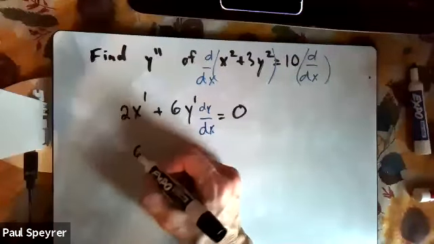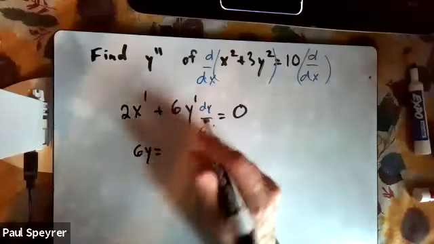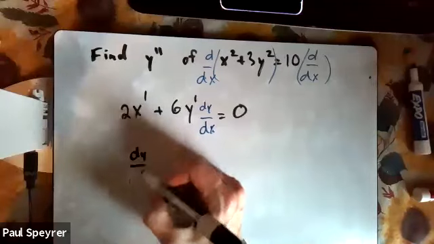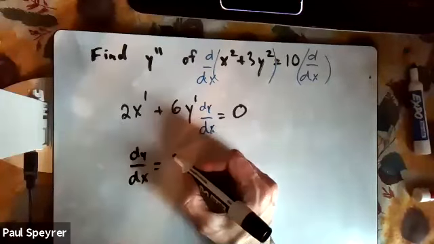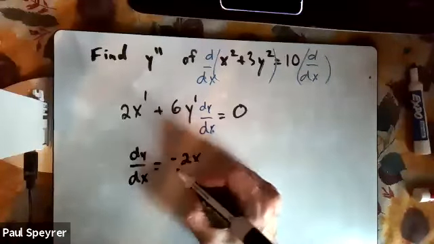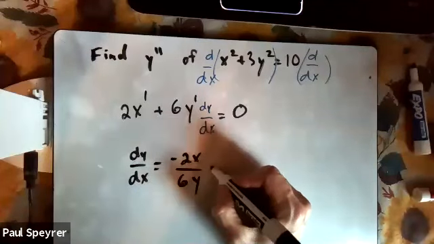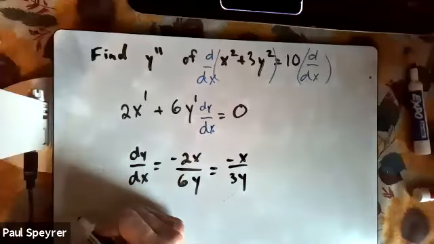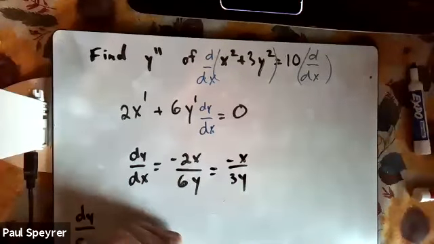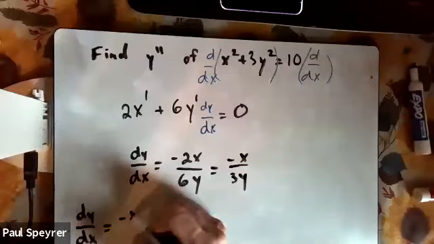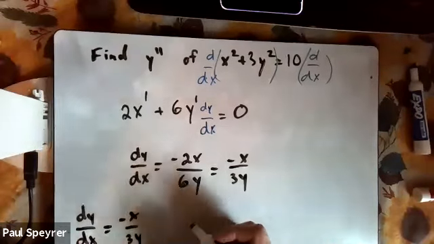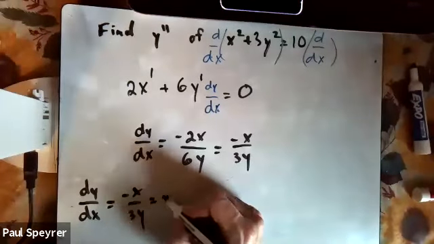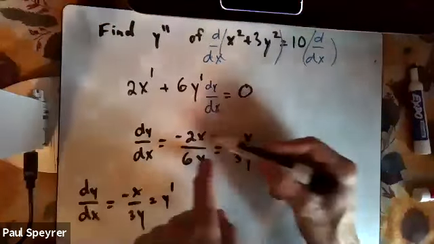And to find the first derivative, we would solve for dy dx. So 6y dy dx equals negative 2x, so dy dx equals negative 2x over 6y, which gives us negative x over 3y. So now we know dy dx is equal to negative x over 3y. That's our y prime right here, right? This is y prime. So I just reduced this right here.